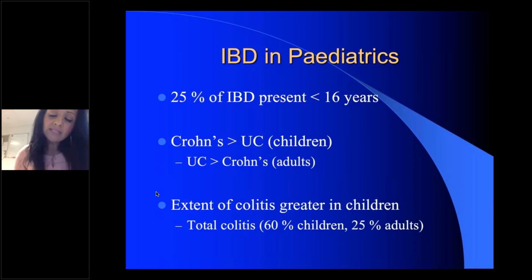In terms of IBD in pediatrics, this is becoming more of a pediatric disease, where a quarter of the cases are diagnosed before the age of 16. Most of the children we see will have a diagnosis of Crohn's disease, which is more commonly seen in childhood than ulcerative colitis. The other way that IBD differs in pediatrics is that it tends to be a more severe phenotype than in adults at its onset, and the degree of colitis is much more severe in children.